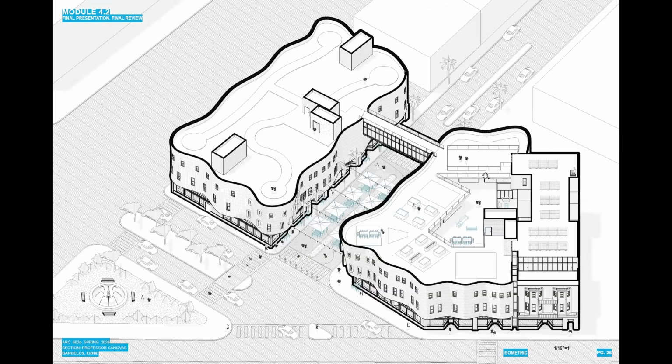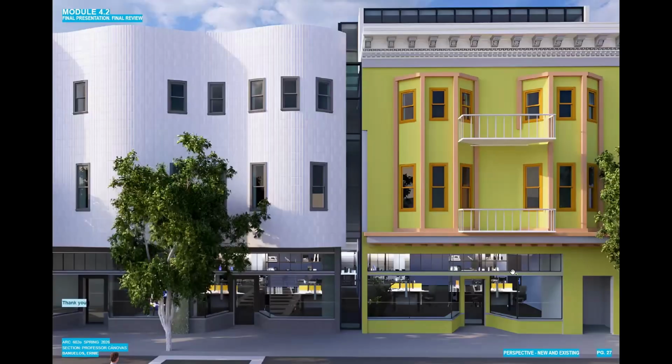So this is an isometric of the entire building. We can see how the street level is utilized. Can also see how the rooftops are also being utilized. And this is a perspective showing the new, contrasting it with the old.